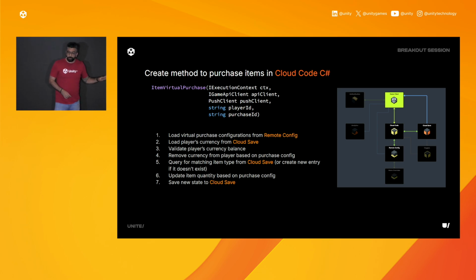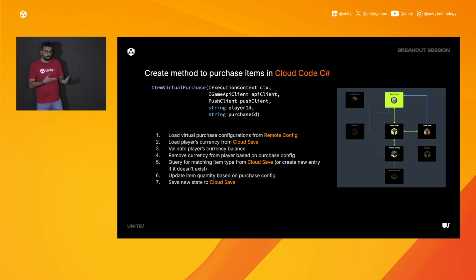So too much code to put on the slide here, but we're going to walk you all through it. So first, we're going to load the virtual purchase definitions from remote config, and that's that economy virtual purchases key that we had created. We're going to then load the player's currency from Cloud Save player data by just using the player ID. Then what we're going to do is first go check, OK, the player wants to buy the 10 health potion pack. Do they actually have 75 gold or not?